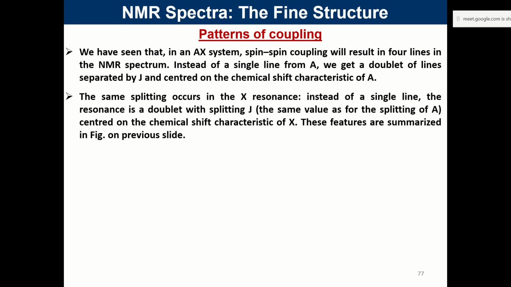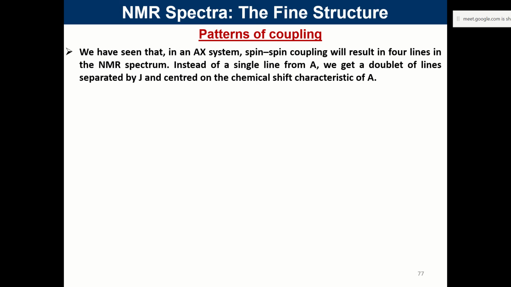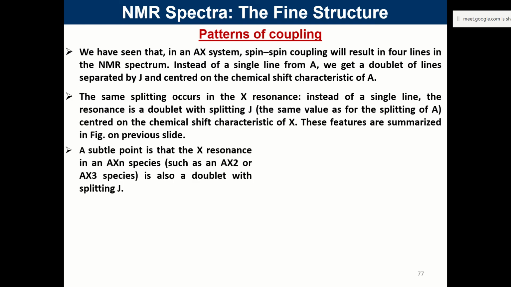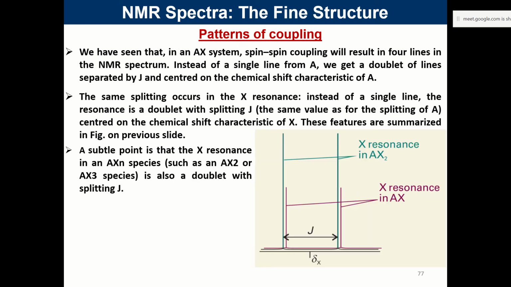Next we considered what if the number of X increases, if it is AX2, AX3, AX4, how will this pattern change? We got the two peaks for AX. Now we consider the AX system and AX2, where the number of X nuclei appearing at a far off position in the chemical shift scale is increased. Instead of one nucleus you have two nuclei, which interact with A.